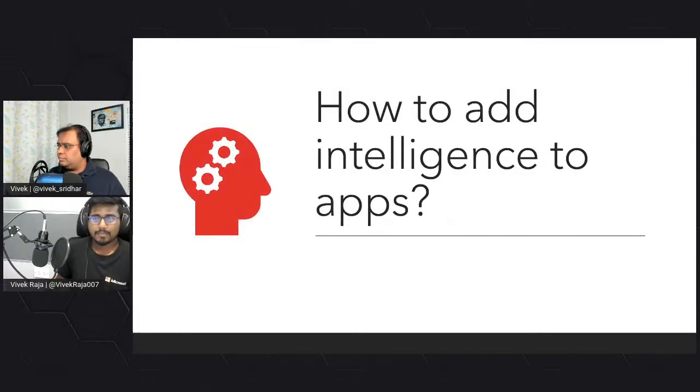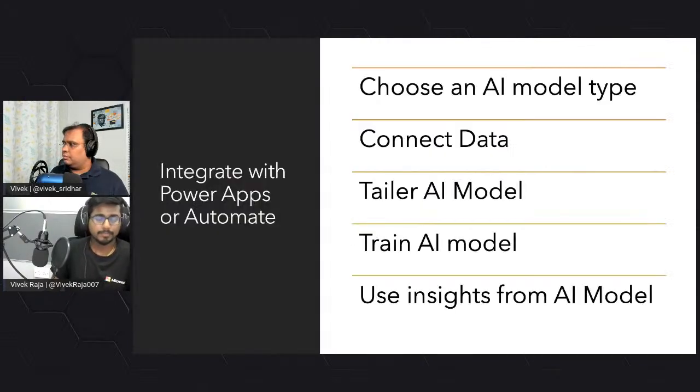So now that we have discussed the capabilities of AI, let's see how we can add some intelligence to your applications. To break down the whole process, we can put it into 5 simple steps. The first one is to choose an AI model type.